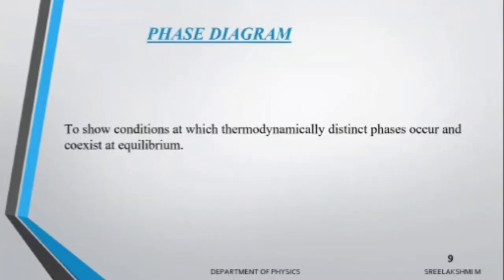Phase diagram. A phase diagram, in physical chemistry, engineering, mineralogy, or whatever science, is a type of chart used to show conditions like pressure, temperature, volume, etc., at which thermodynamically distinct phases occur and coexist at equilibrium. There are two major kinds of phase diagrams: a two-dimensional diagram, which is pressure versus temperature, and a three-dimensional one, which consists of pressure, temperature, and volume, or any three together.